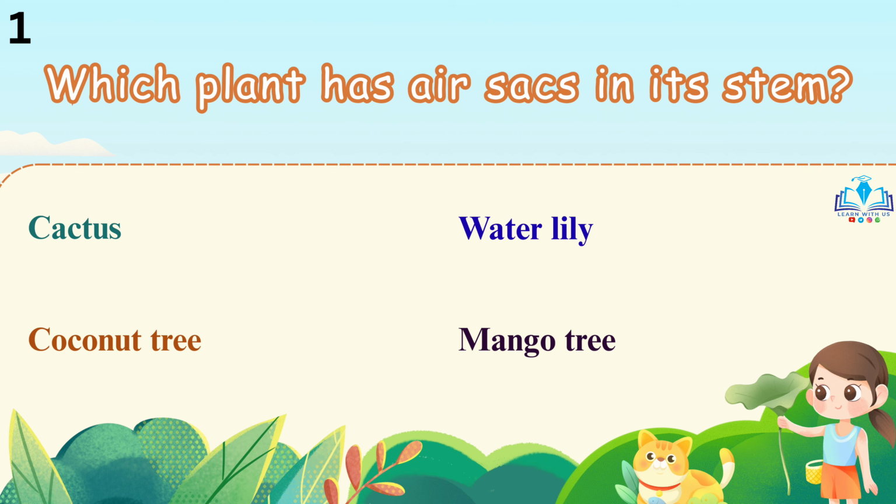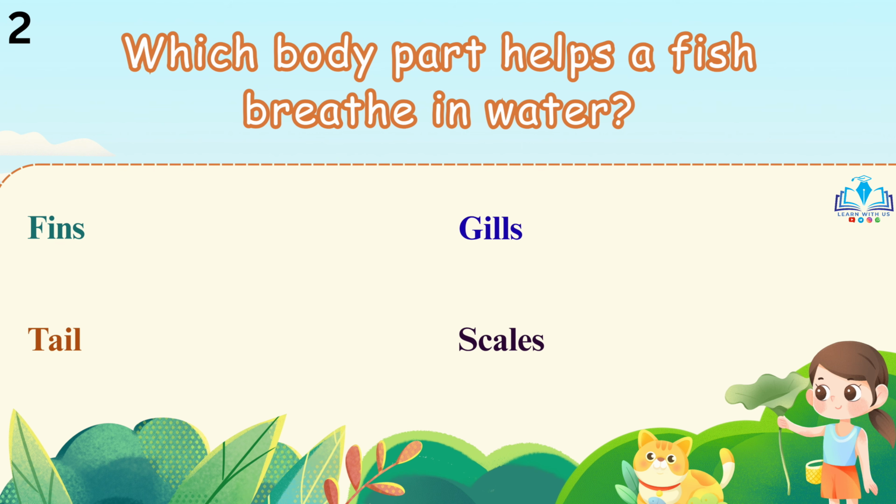Which plant has air sacs in its stem? A. Cactus. B. Water lily. C. Coconut tree. D. Mango tree. Answer B. Water lily.